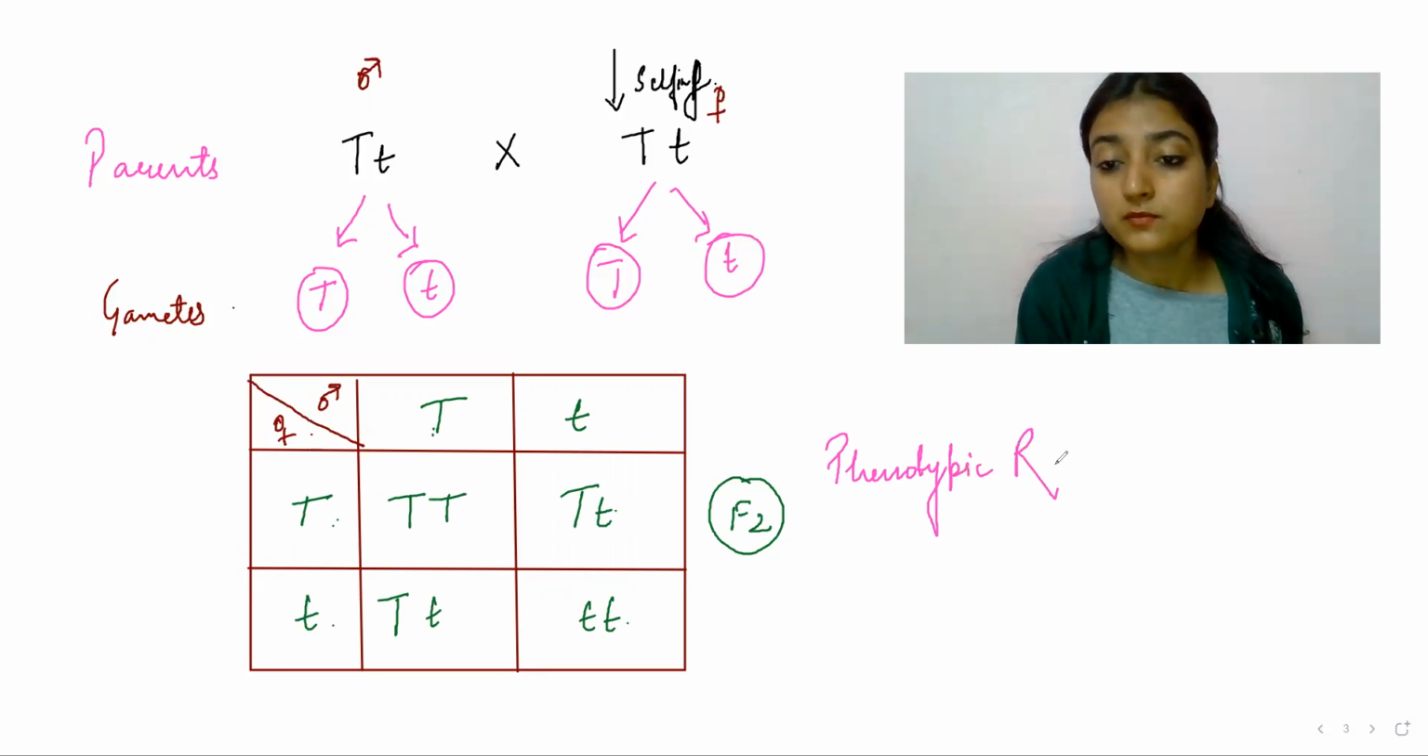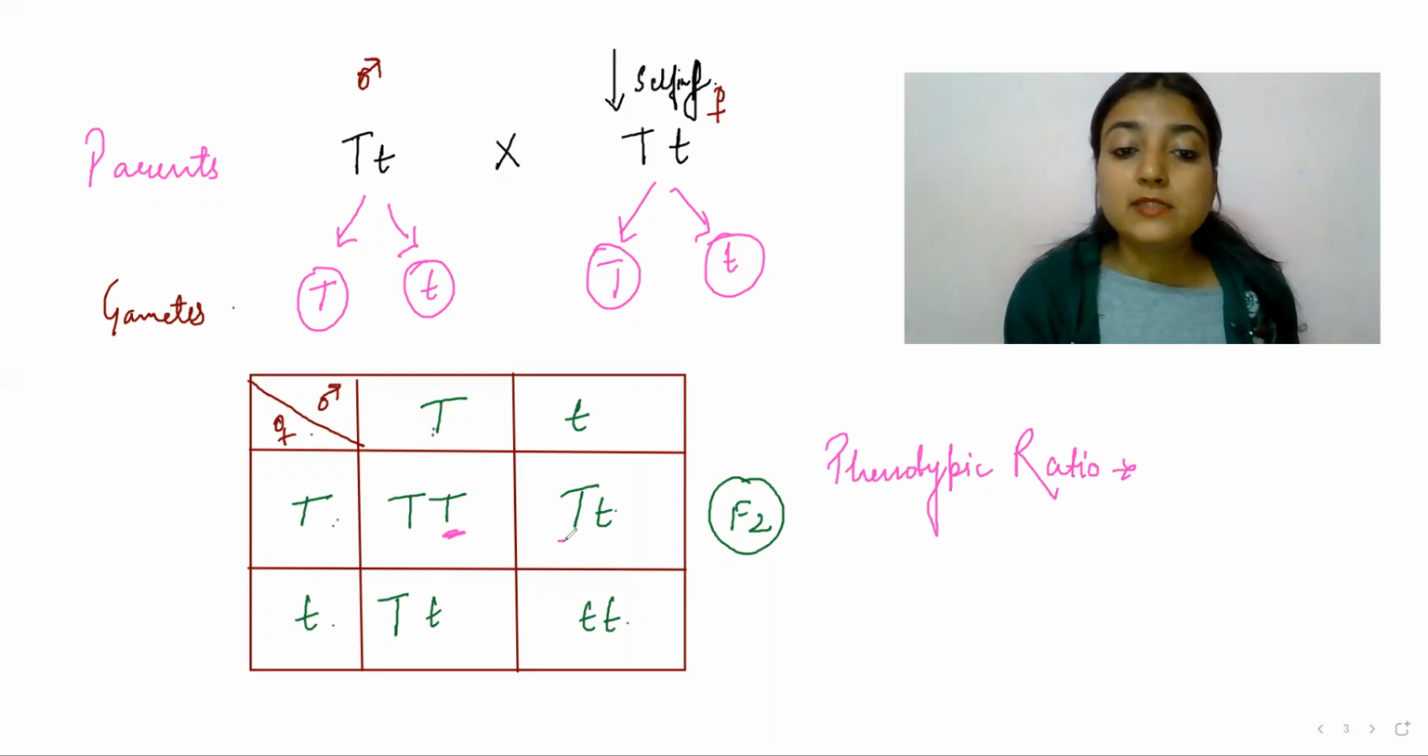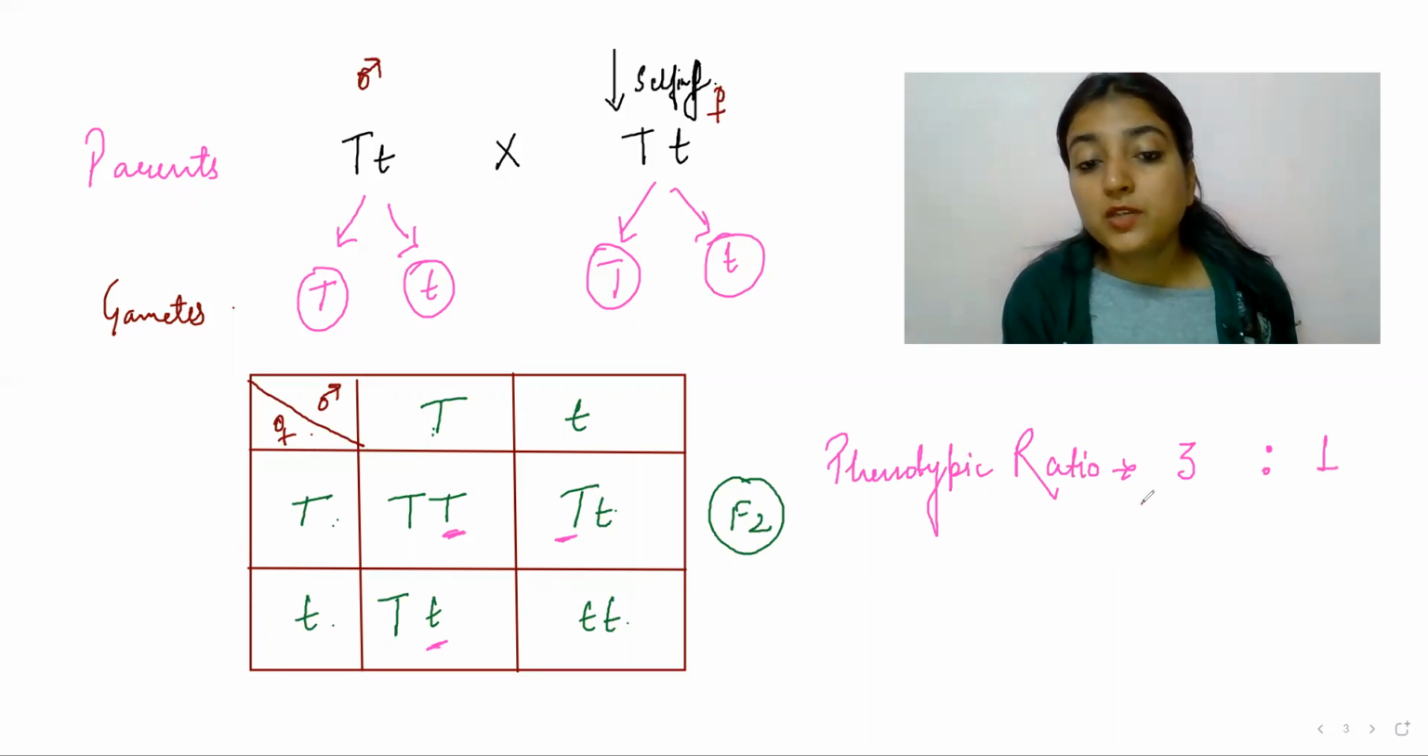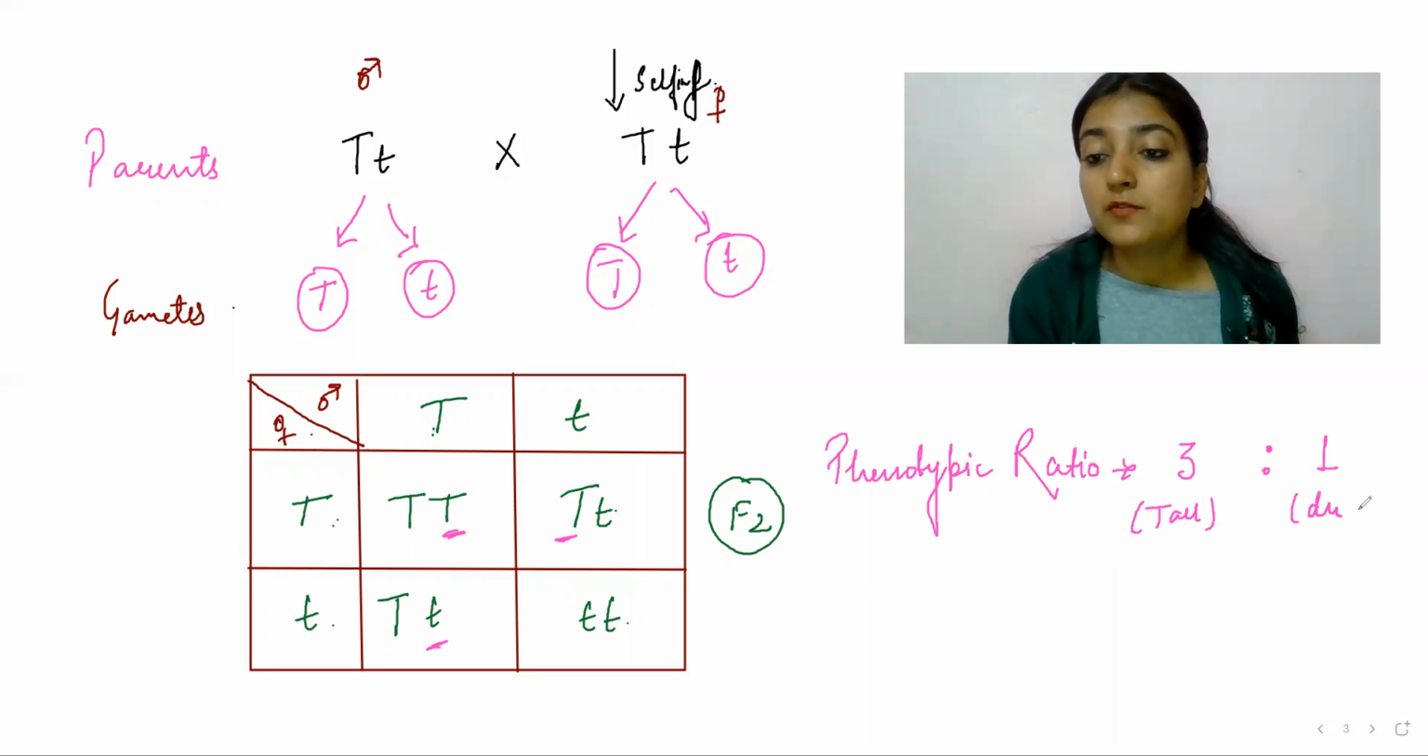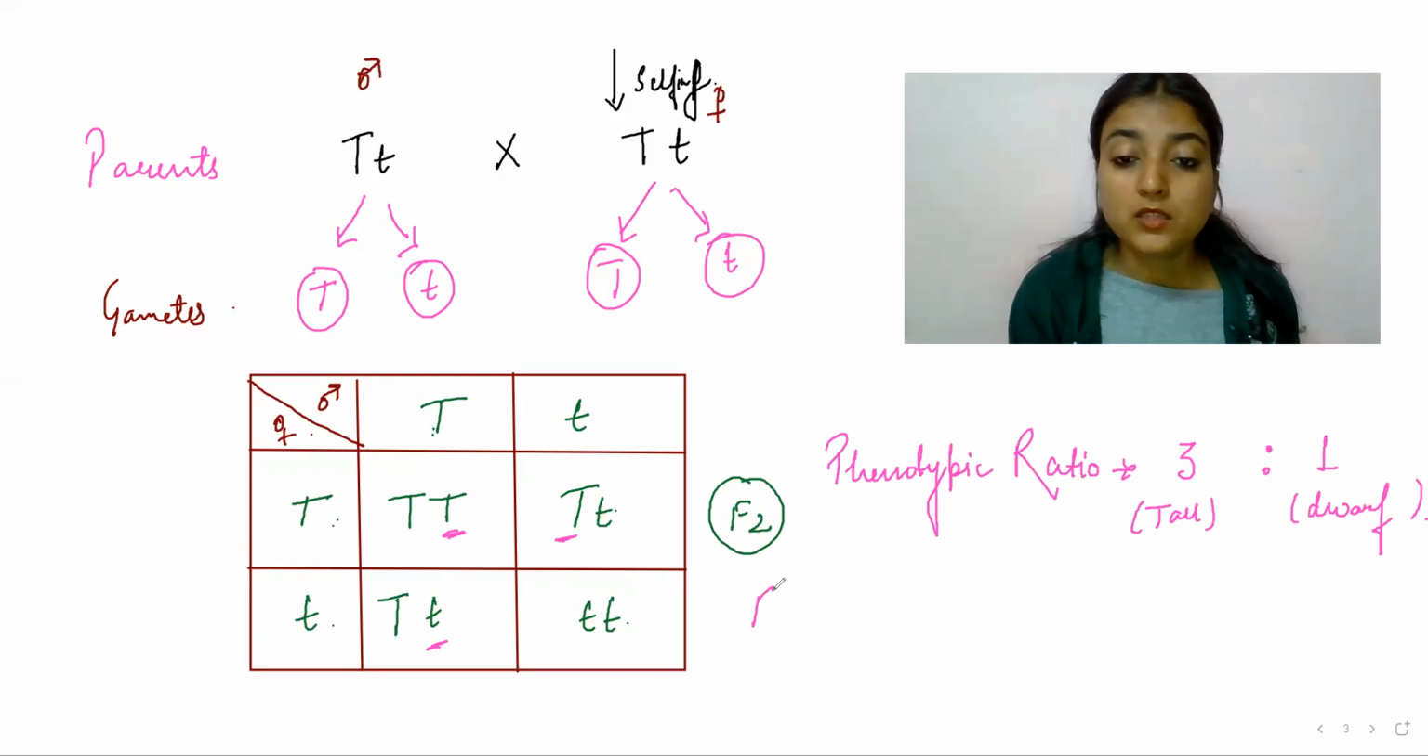Again, if you talk about phenotypic ratio, we are talking about the physical appearance. So it is tall. This one is also tall. This is tall, but this one is dwarf. So the ratio will be 3:1, where 3 will be tall in nature, where 1 is dwarf. Okay. Now the genotypic ratio.